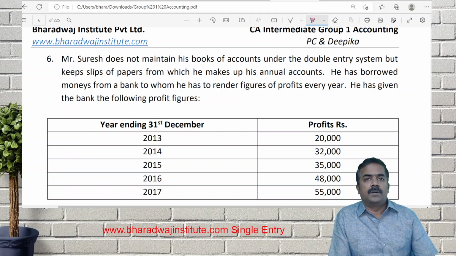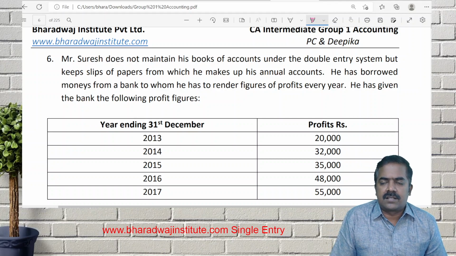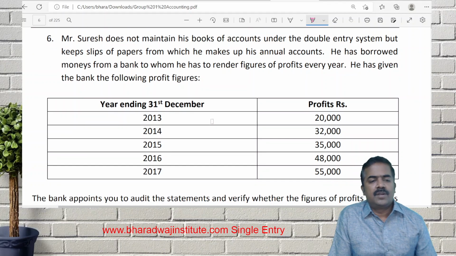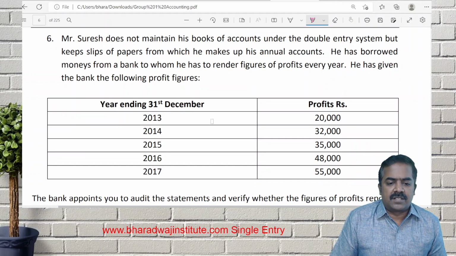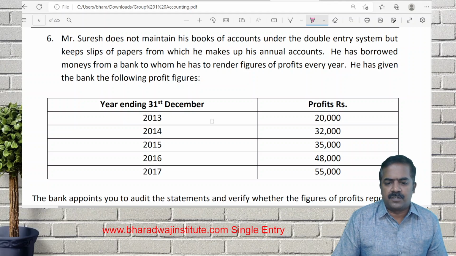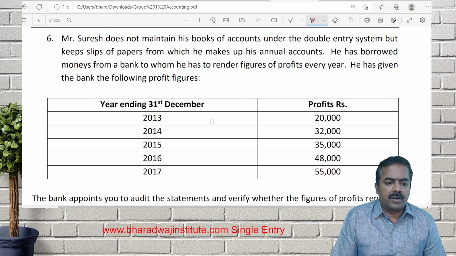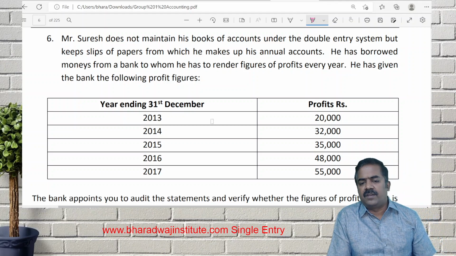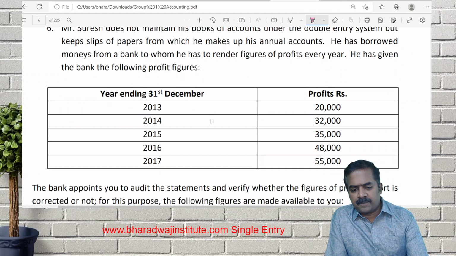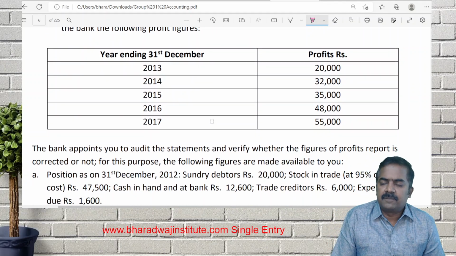Done. Now come to question number 6. Read, understand question number 6 thoroughly, then we will solve. Mr. Suresh does not maintain books of accounts under double entry system but keeps slips of papers which makes up annual accounts. He borrowed monies from bank to whom he has rendered figures of the profit every year. He has given 2013, 14, 15, 16, 17 profits.